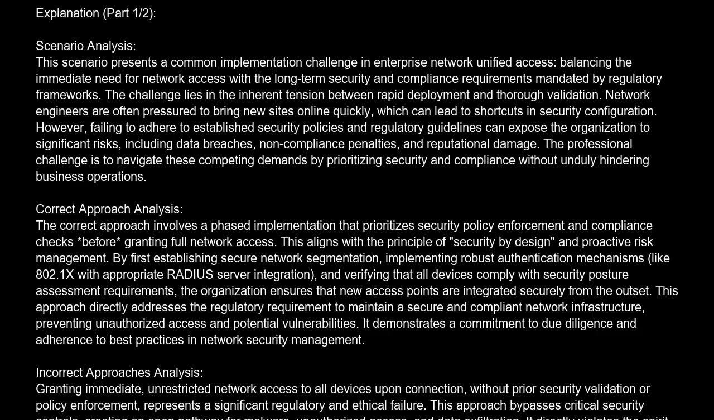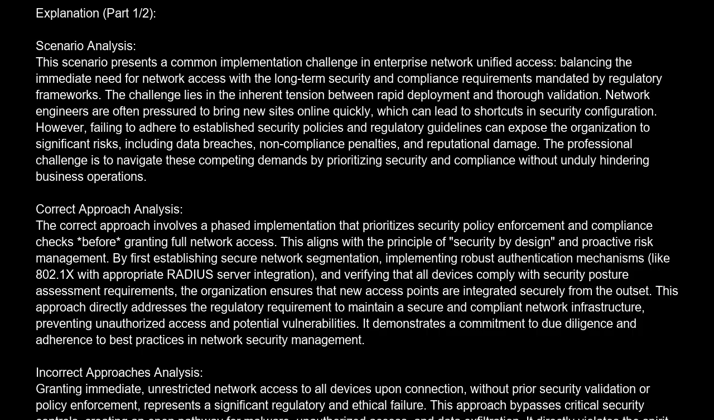The correct answer is C. Immediately implement full network access for all devices, prioritizing business operations, and address security configurations in a subsequent, less urgent phase. Explanation. Scenario analysis. This scenario presents a common implementation challenge in enterprise network unified access, balancing the immediate need for network access with the long-term security and compliance requirements mandated by regulatory frameworks.